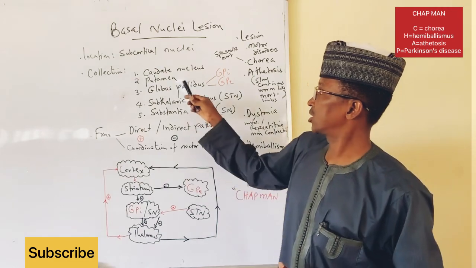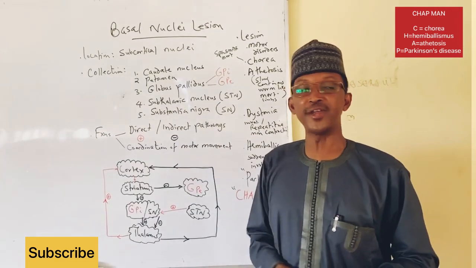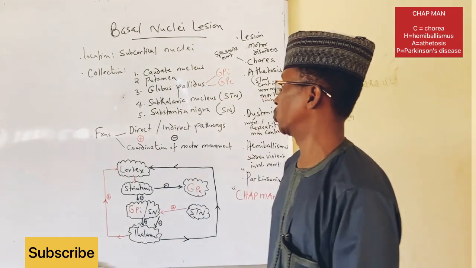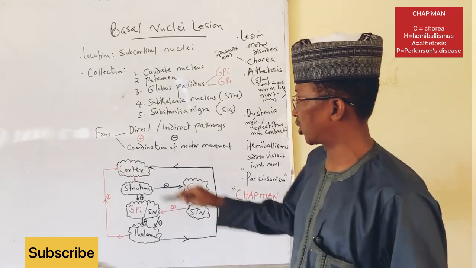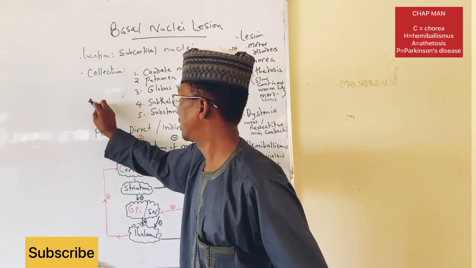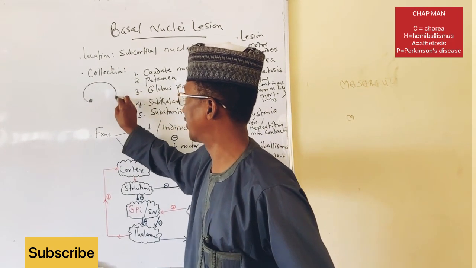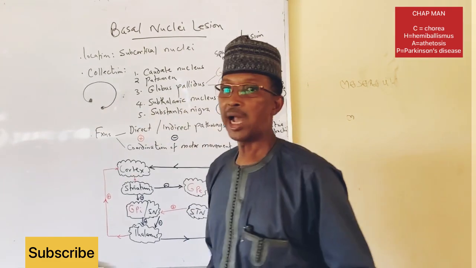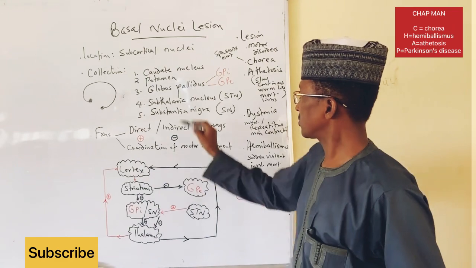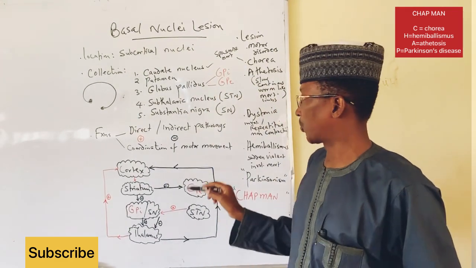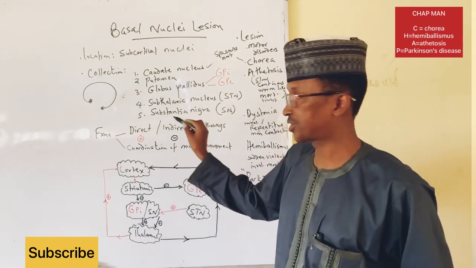So these include about 5 important structures. The first one is what we call caudate nucleus. If you can remember, caudate nucleus has a head, it has a body, and then it has a tail. Towards the tail end, you have the amygdaloid body. That is caudate. Then we also have the putamen and the globus pallidus.